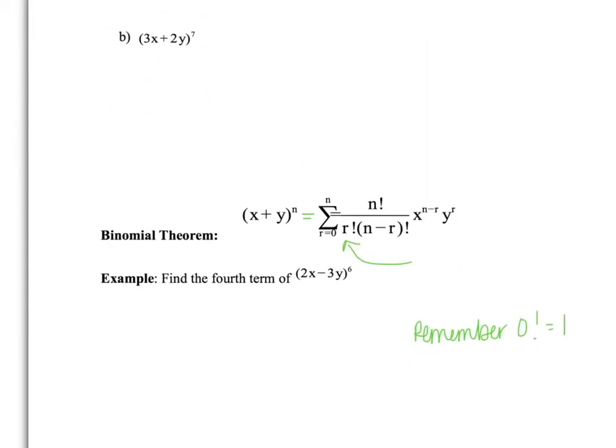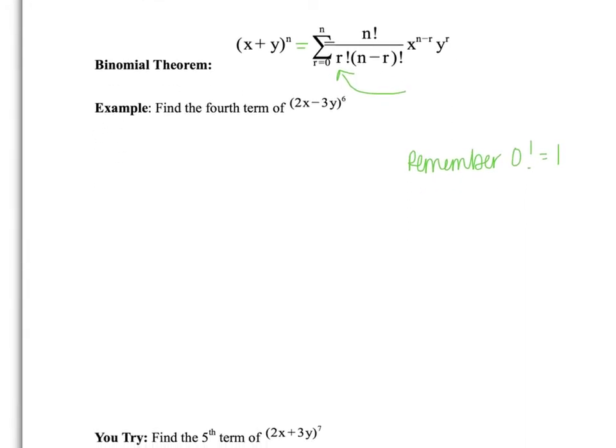Okay, so what we're going to look at now is a definition for the binomial theorem. Your book has how this is derived, but I'm just going to give this to you and we'll talk about how to use it. So when you have a binomial, x plus y, and you've raised it to the n power, it is equivalent to the sum of r from 0 to n of n factorial over r factorial, n minus r factorial, x to the n minus r, y to the r.